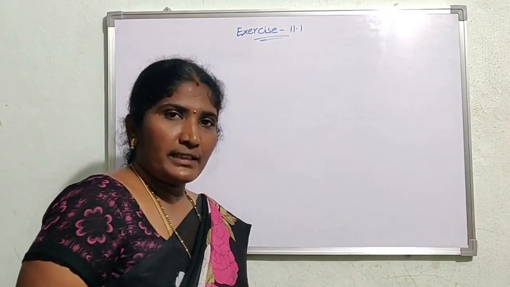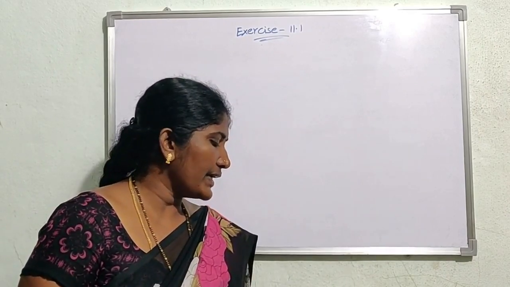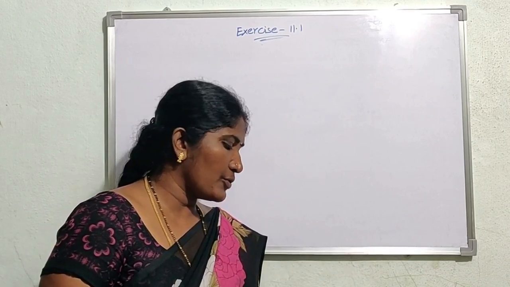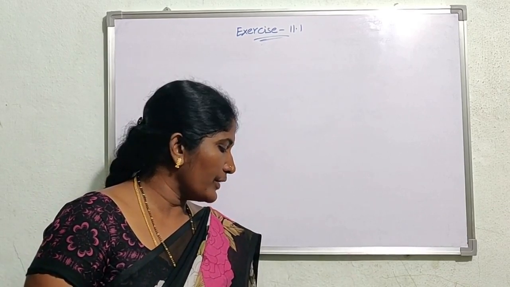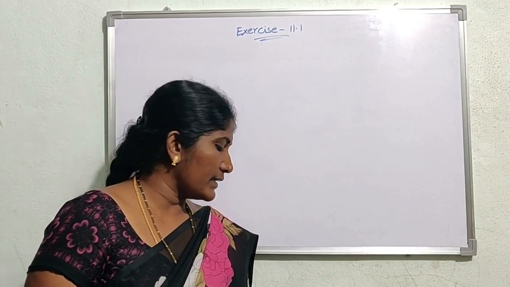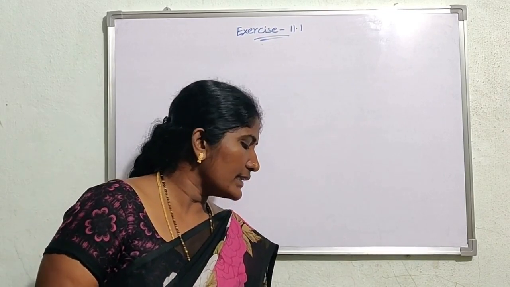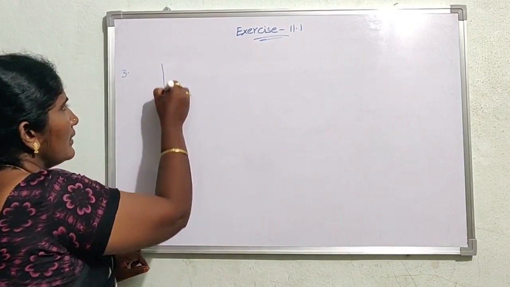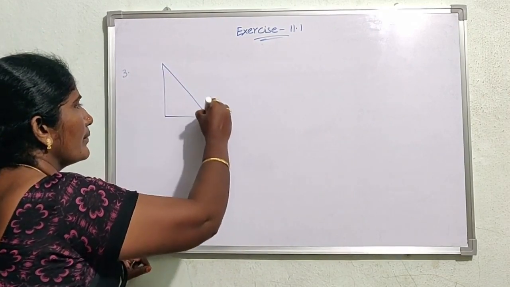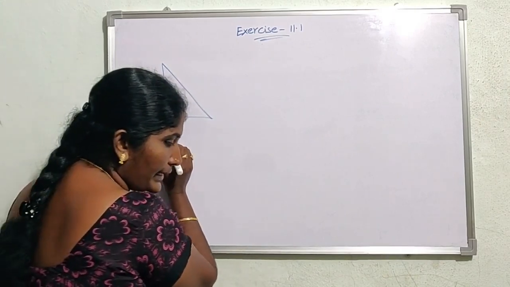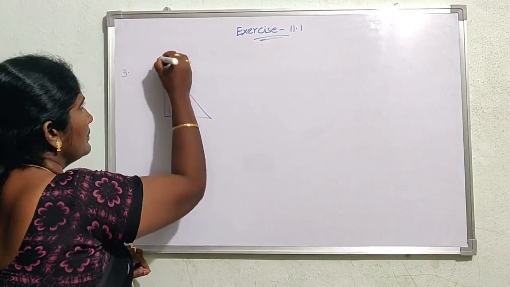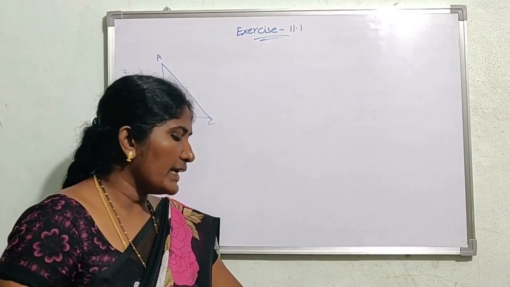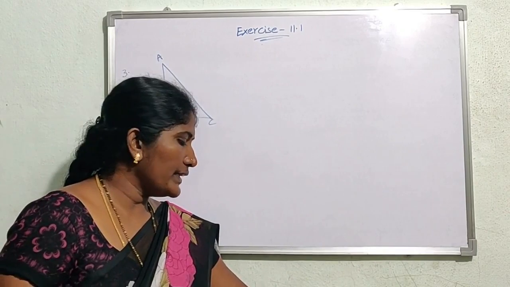168. Next, third sum. In right angle triangle ABC with right angle at B, in which small a is 24 units, small b is 25 units, and the angle BAC is theta, then find cos theta and tan theta. First, what they gave? Triangle ABC, right angle at B, and they gave lengths. Small a is 24, small b is 25 units.